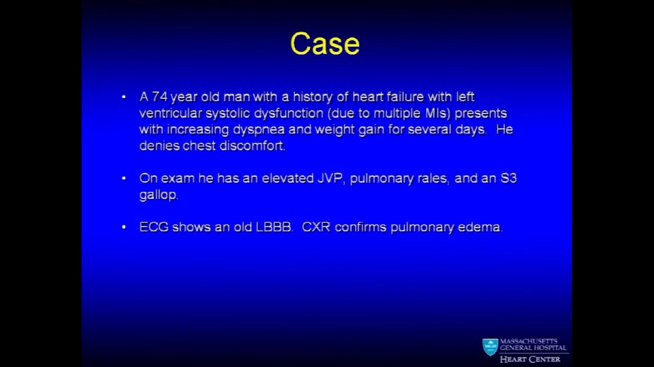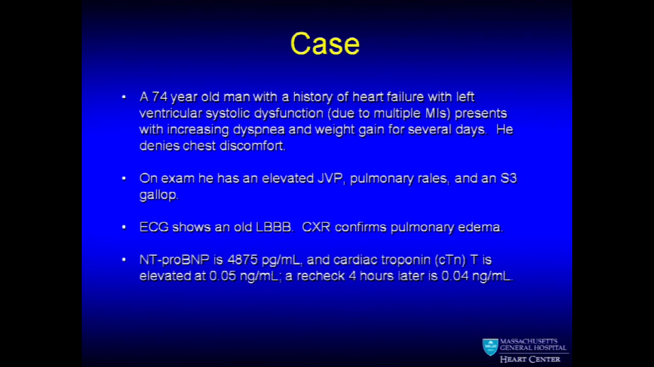On exam, he was congested, no question about it, volume overloaded. ECG showed a wide QRS complex left bundle branch block configuration. He had a chest x-ray that showed volume overload and pulmonary edema. And his NT-proBNP, which is the natriuretic peptide we use at Mass General, was 4,875, and his troponin T was 0.05, where the upper reference limit with the 10% CV is 0.03. So this is elevated by our assay.